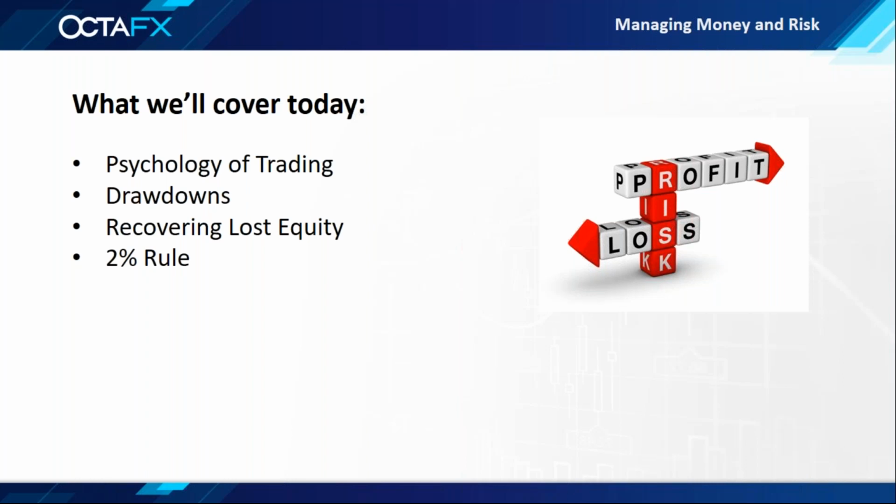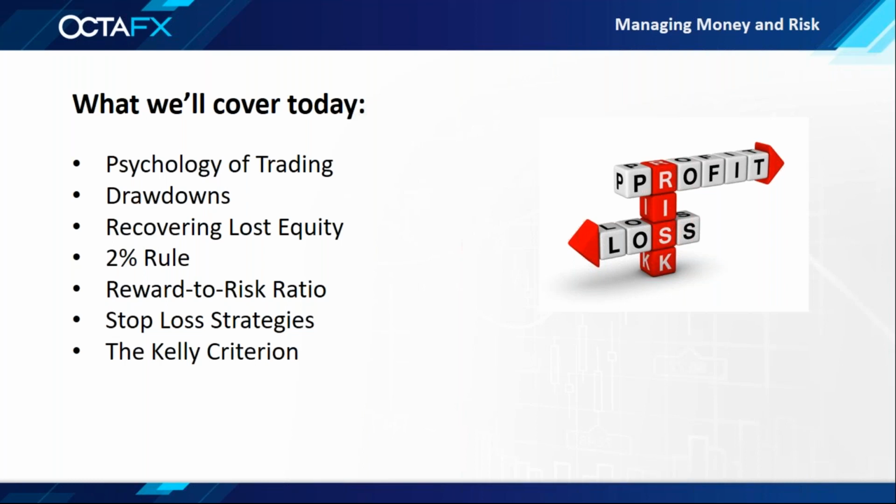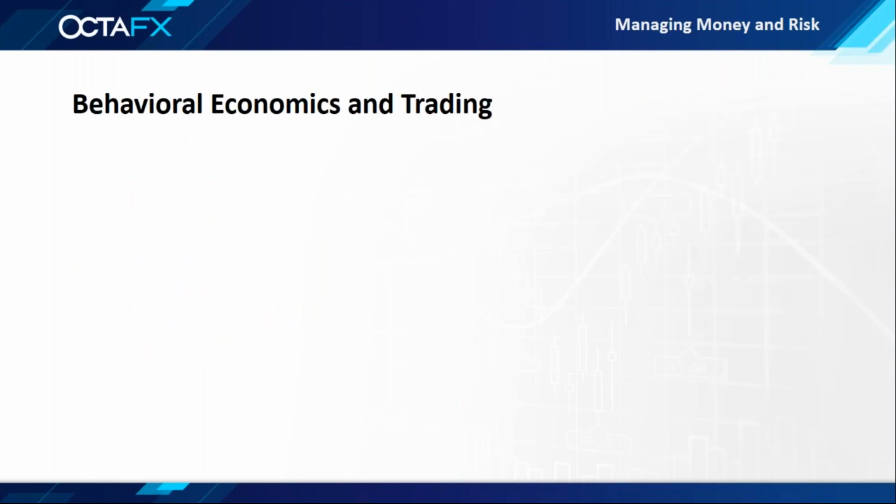We're going to talk about the 2% rule, a classic money management rule. We're going to talk about reward to risk ratios that can tilt your odds of success favorably. And we're going to talk about stop loss strategies, a variety of different stop loss strategies. And take a look at a professional money management strategy that has been used by one of the most successful money managers of all time, with one of the most consistent track records of all time, a money manager by the name of Ed Thorp. We're going to talk about this strategy, the Kelly Criterion, that he used in his trading. So first up, let's look at some stuff that relates to the psychology of trading and behavioral economics in trading.